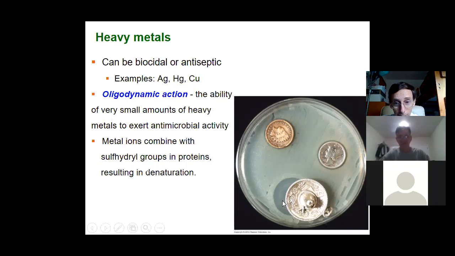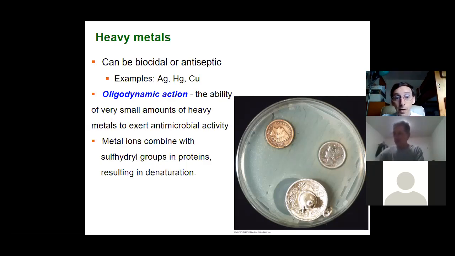And it looks like somebody moved the locket, but as you can see, it did prevent the growth of the bacteria. And it's not a big zone of inhibition around both of these, but it is demonstrating that there is a zone of inhibition from heavy metals. Okay? Any question about that?